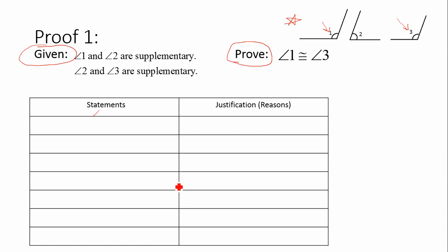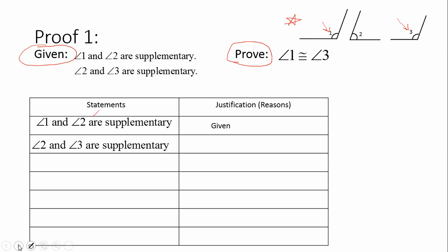So we're going to go through here, writing in our statements and then justifying our reasons just like we have done before. And let's go ahead and get started. So every proof that we write, guys, will always begin with that given. So angle 1 and angle 2 are supplementary, and the reason we would say that is because that was given to us. And then our second statement would be that angle 2 and angle 3 are supplementary, and again, because that was given to us.